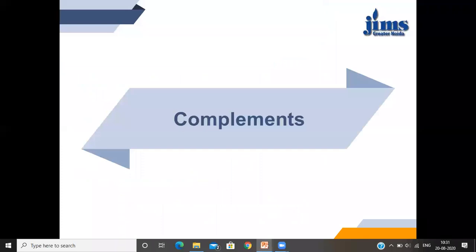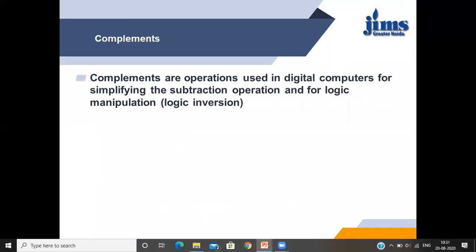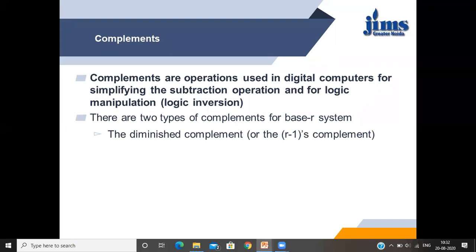Now when the number systems are completed, we have to move to the next topic, that is the complements of numbers. Complements are the operations used in digital computers for simplifying the subtraction operation and for logical manipulations, that is the logic inversion. There are 2 types of complements for base r system. Here we'll discuss in a generalized manner, and we'll take some examples from each number system. The first one is the diminished complement or r minus 1's complement. R minus 1's complement is also known as diminished complement.